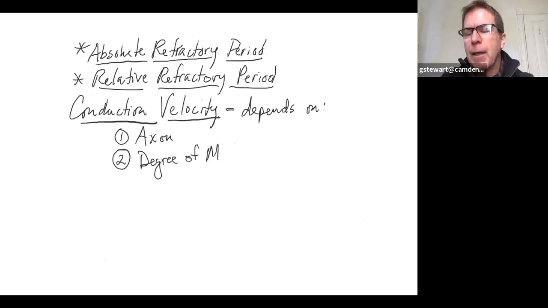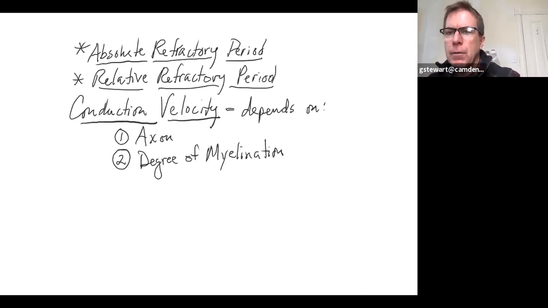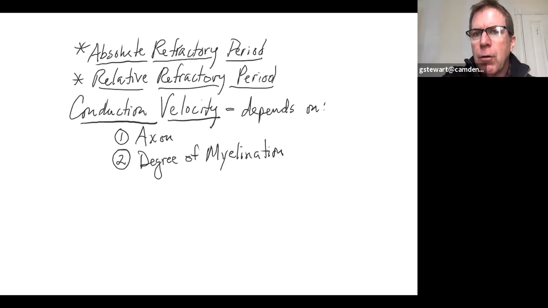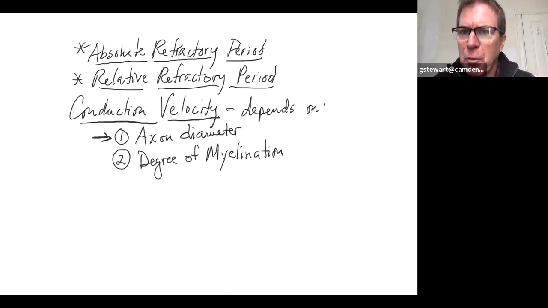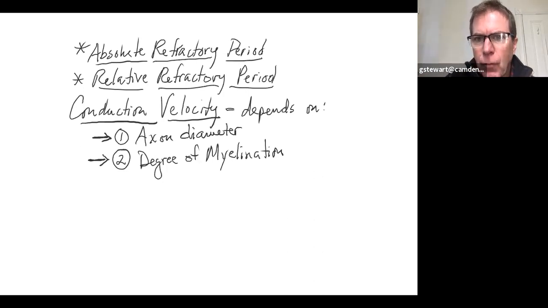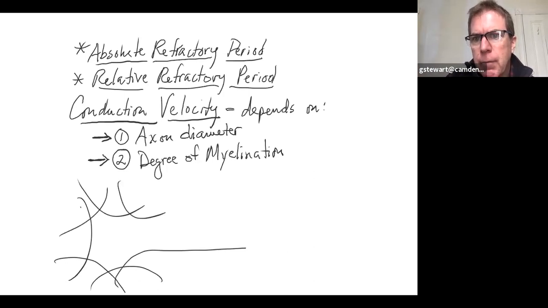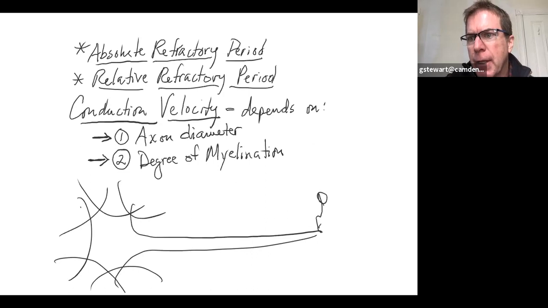Remember, myelin is that lipid-based insulation from Schwann cells in the peripheral nervous system and oligodendrocytes in the central nervous system, that insulation that wraps around the axon. So the larger the diameter of the axon, the faster the conduction velocity speed will be. Also, the more myelinated the axon, the faster the conduction velocity will be. And this is how that works. I'm not going to do all the detail of this, don't worry.